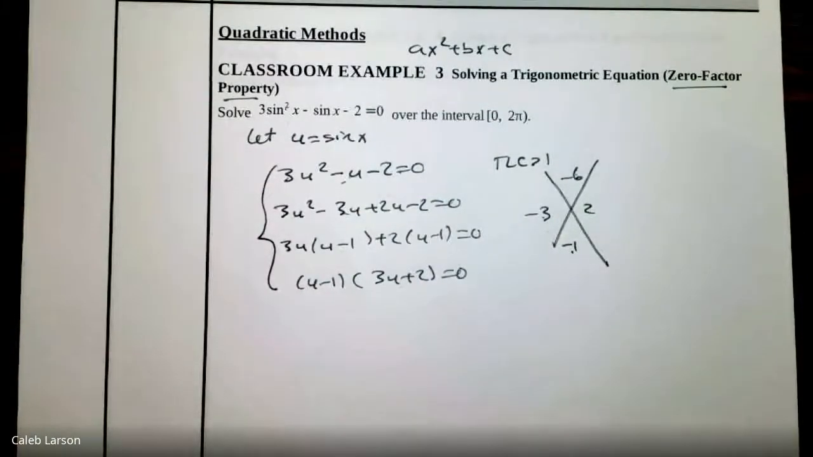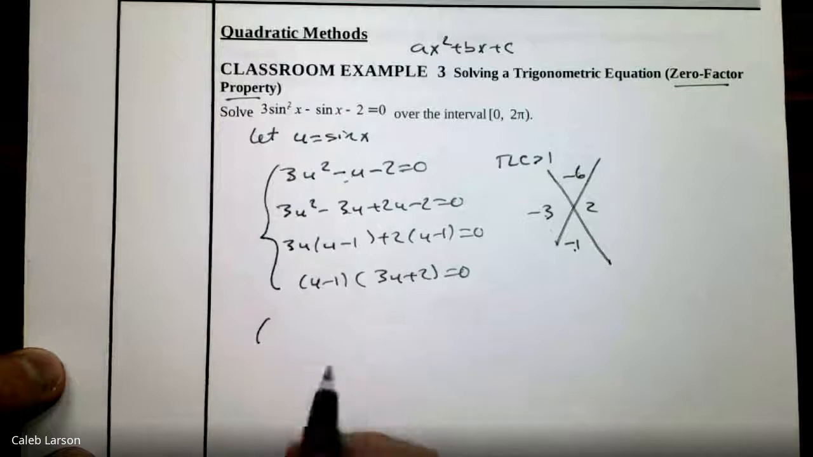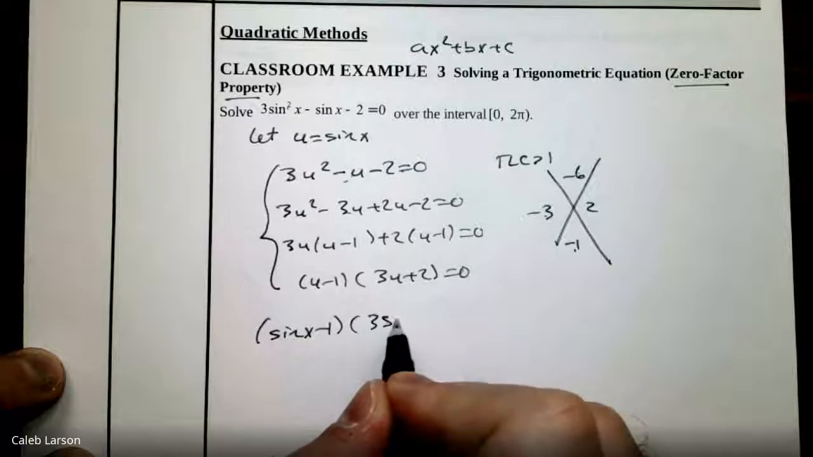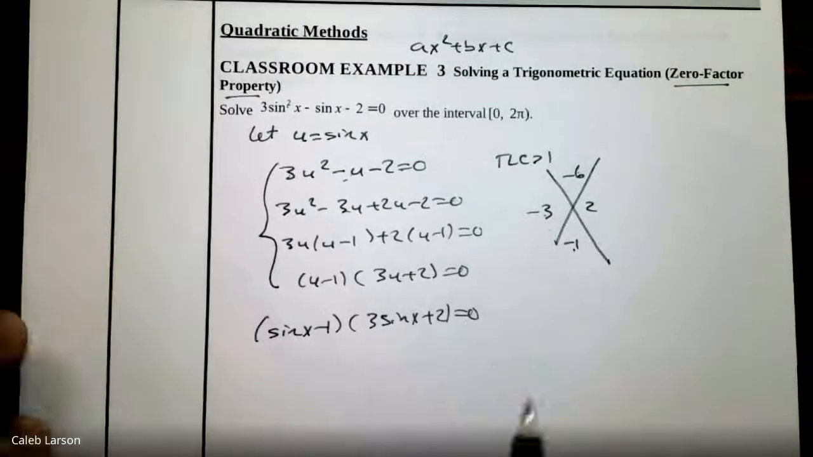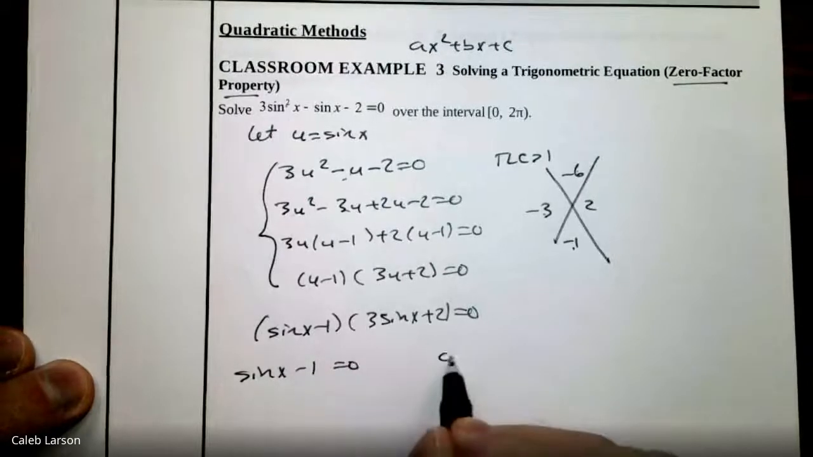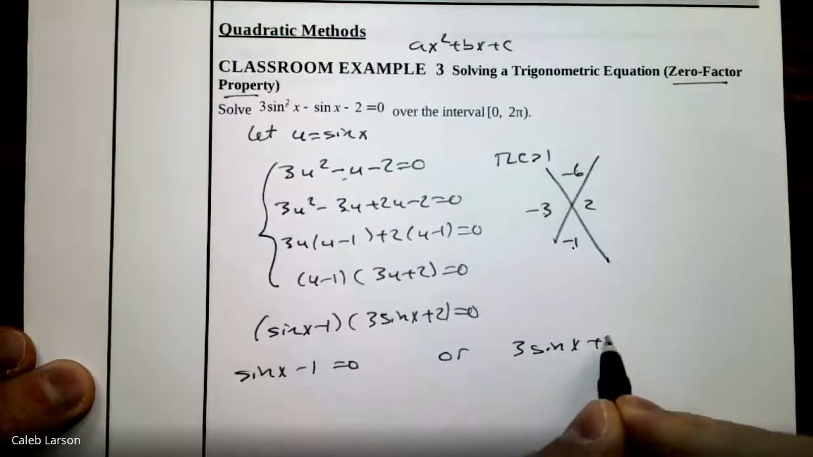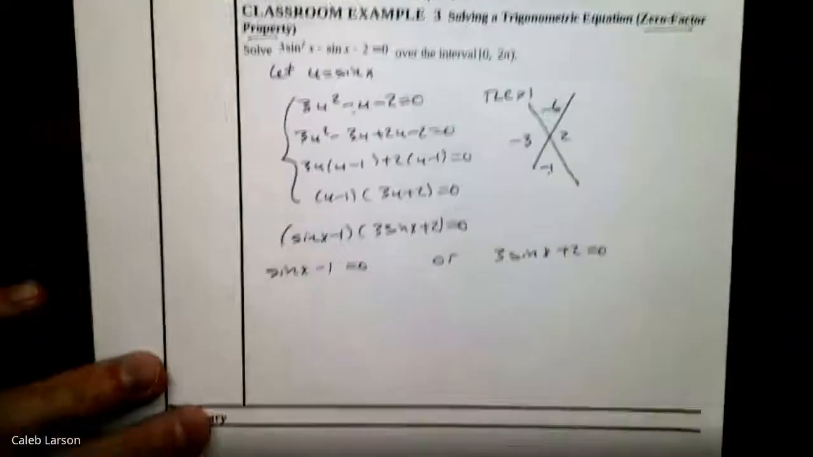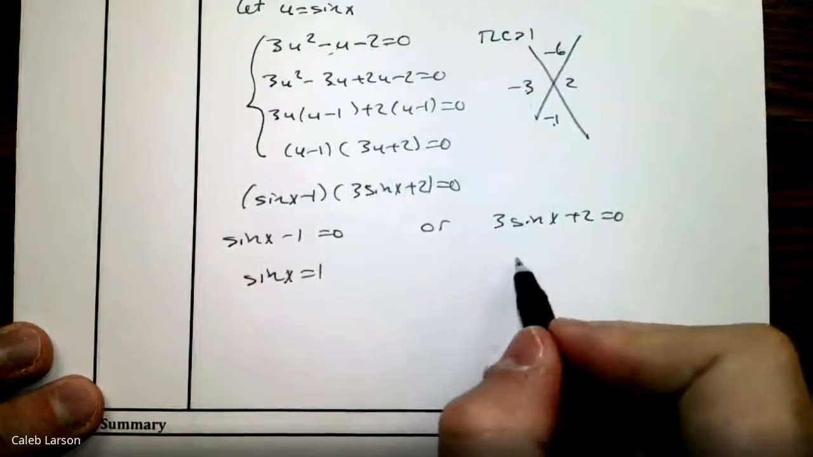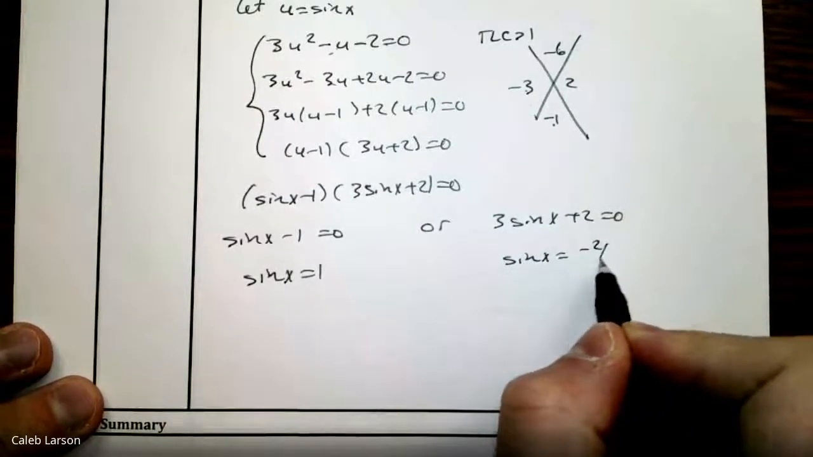And now we plug our u back in. So what we have here is (sine of x minus 1)(3 sine of x plus 2) equals 0. All that work was just to factor it. Now we want to use the zero factor property, where two things multiplied to be 0 means that each one is 0. So sine of x minus 1 equals 0, or 3 sine of x plus 2 equals 0. We solve each separately. So we have sine of x equals 1, or sine of x equals -2/3.